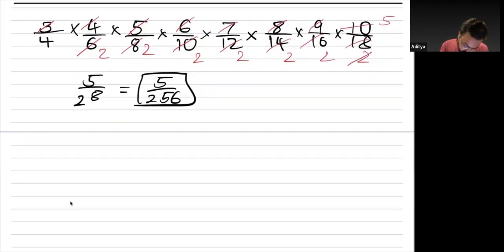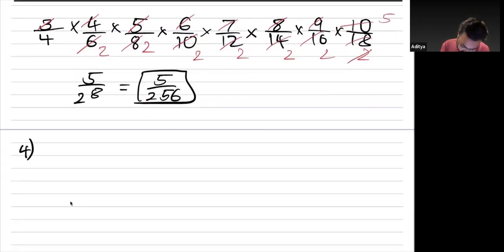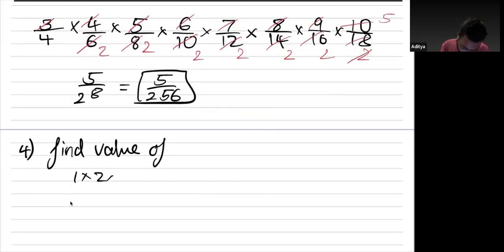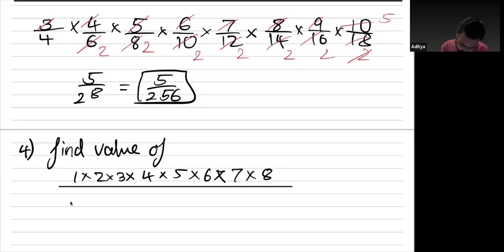Find the value of the expression: 1 times 2 times 3 times 4 times 5 times 6 times 7 times 8 divided by 1 plus 2 plus 3 plus 4 plus 5 plus 6 plus 7 plus 8.